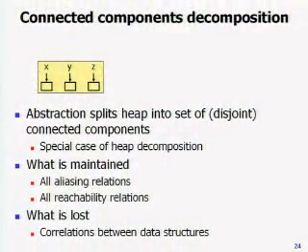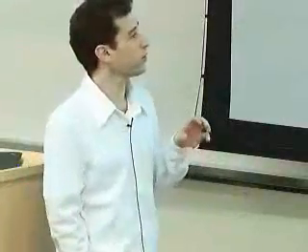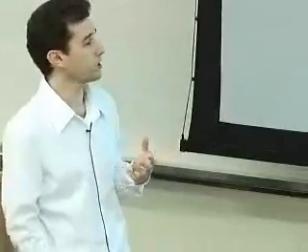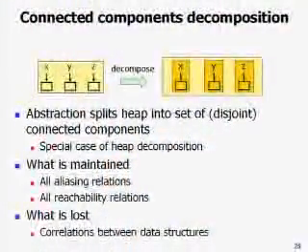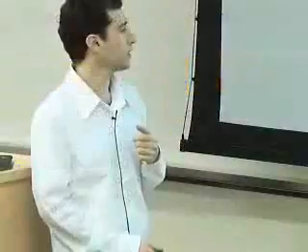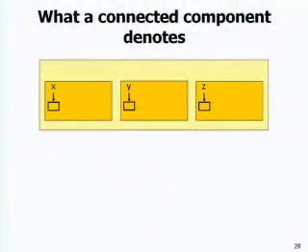So the idea, as I told you, is to take a heap and decompose it in a special way: into a set of disjoint memory regions. In this case, there are these 3 objects. Each of these objects is its own memory region. There are no links between them. So we split it and we get 3 subheaps. What do we maintain in this abstraction? We maintain all the aliasing relations and all the reachability relations. What do we lose? We lose the correlations between the different data structures.